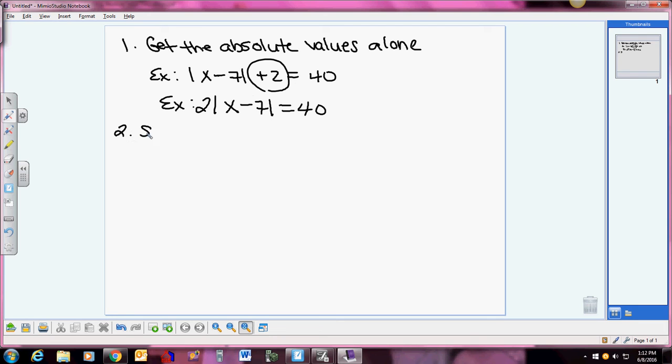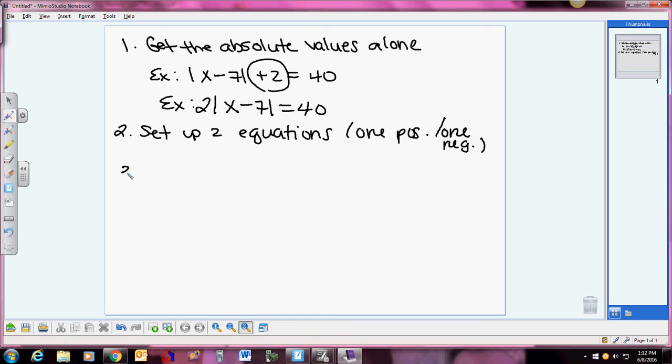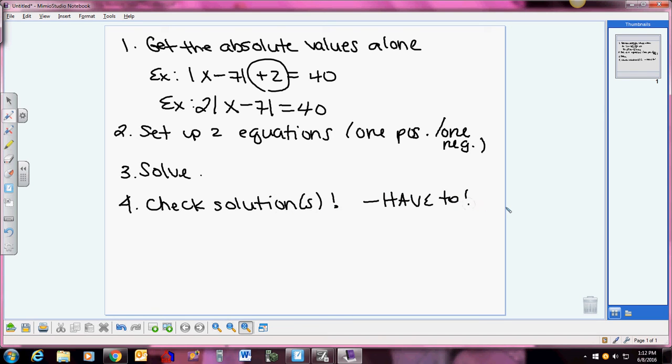For step 2, you're going to set up 2 equations, one positive, one negative. I'll show you how to do that. Step 3, you're going to solve like normal, nothing new there. Step 4, you're going to check your solution or solutions. You have to, it's not an option. You could end up with something extraneous if you don't. So pause, take a minute, write it down, write some questions if you have any, and let's get started.